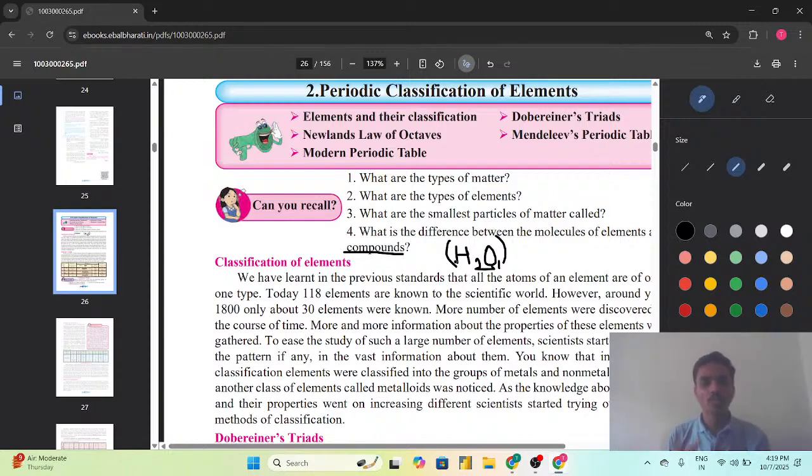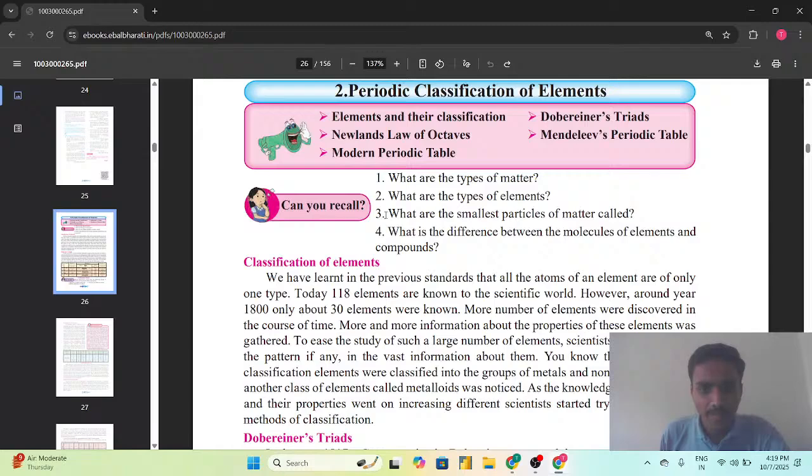But in the compound, the ratio of the constituent elements is fixed. So here hydrogen is one element, oxygen is one element, and when they combine together in a fixed proportion, this compound is formed. So we have asked here what is the difference between the molecules of the elements and the compounds? All these we are going to see in the chapter Periodic Classification of the Elements.